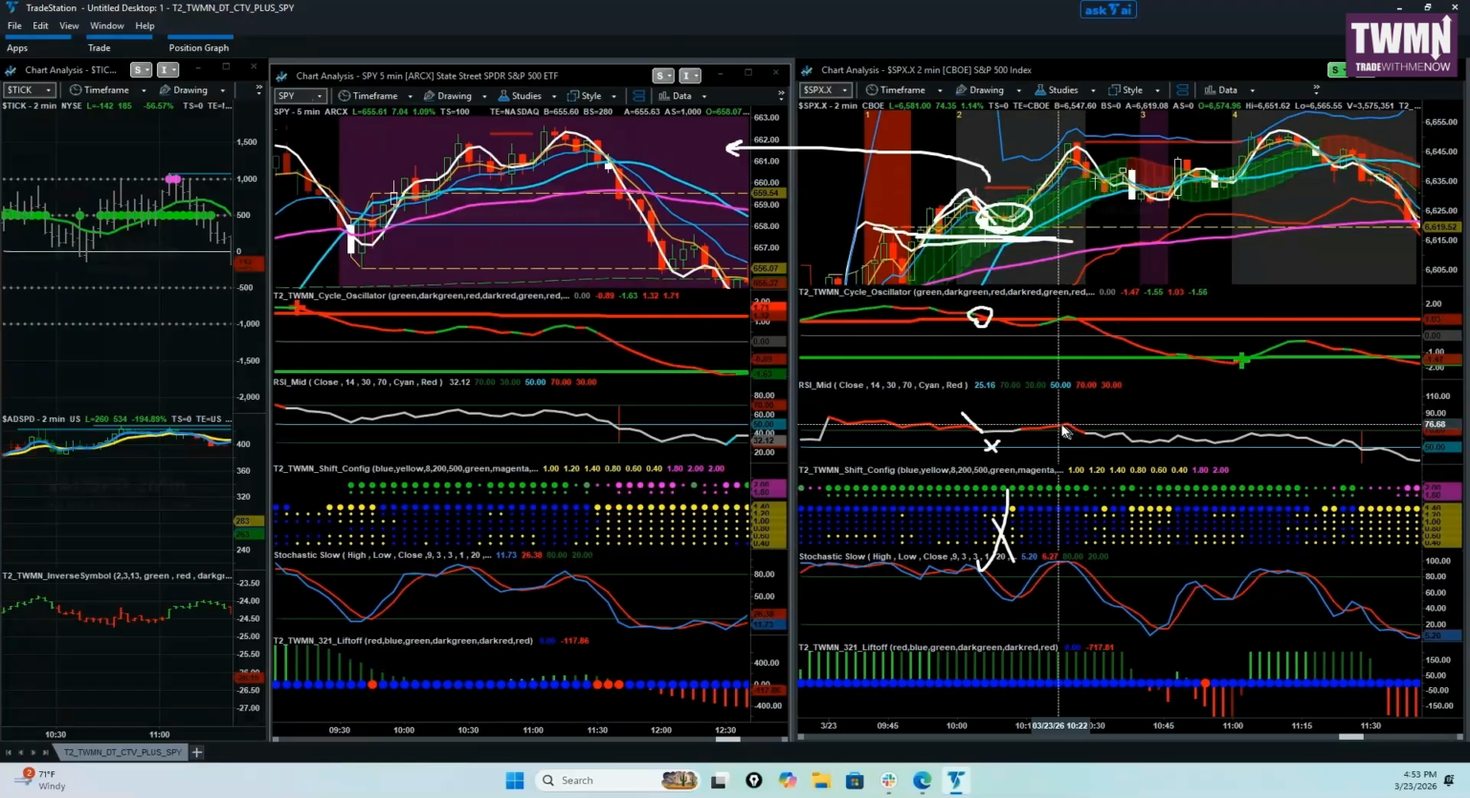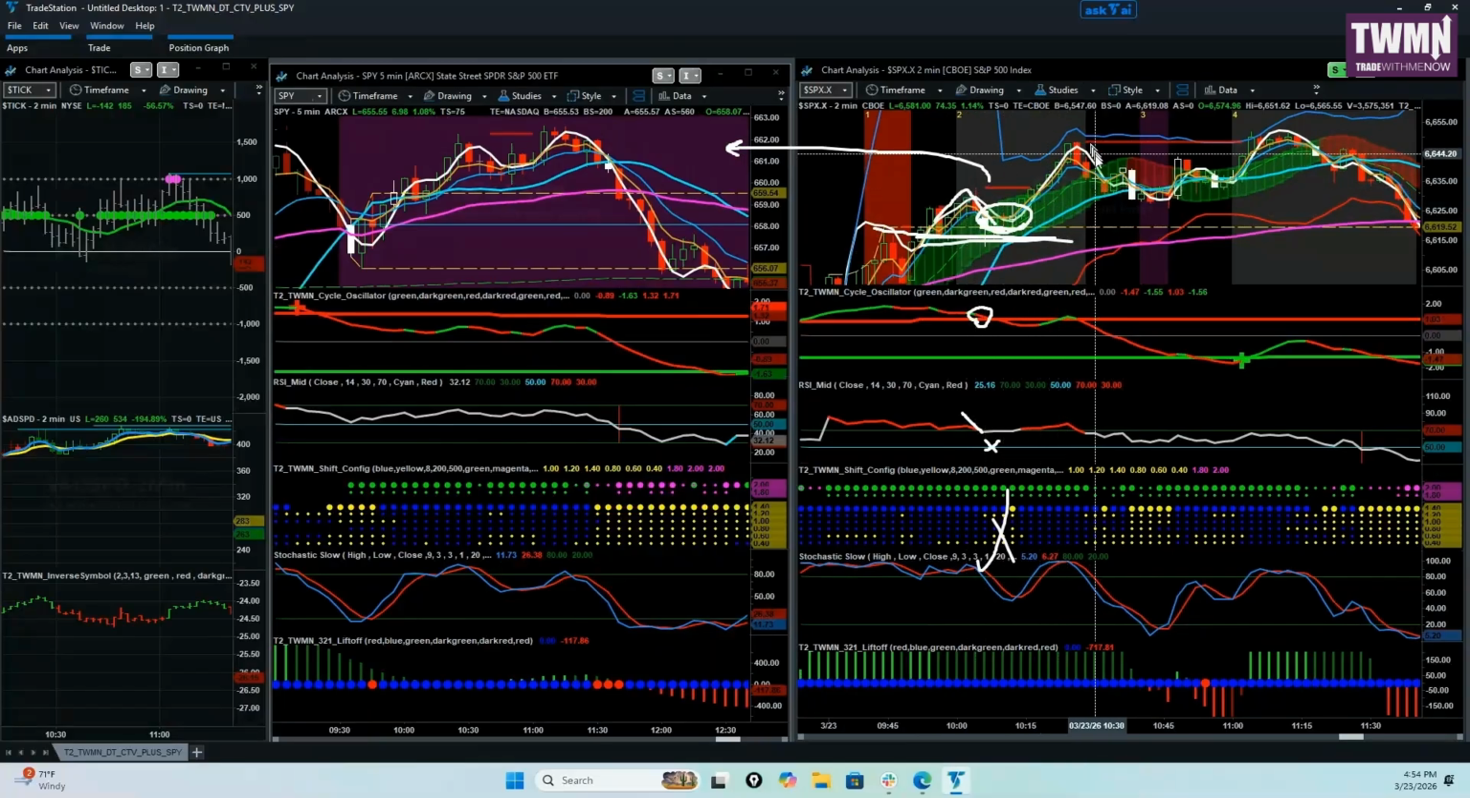Cycle oscillator pointed down, RSI pointed down, stochastic pointed down, it looked good, but you don't really have a good dot set up. You still got positive ticks going on. And if you look left, you would see that you got a previous swing high right here. So this is potentially going to give you a level of support going down.